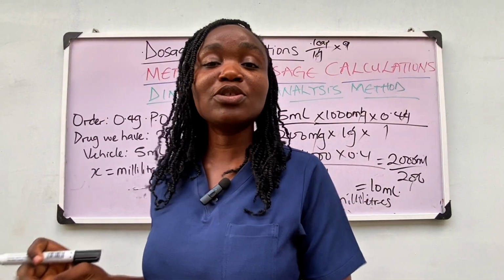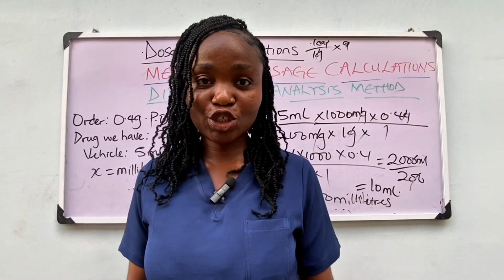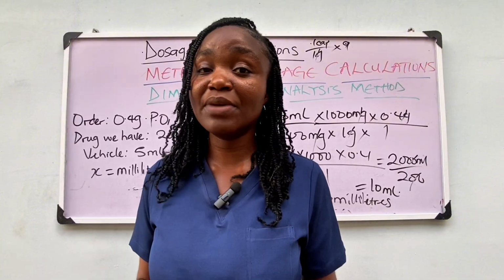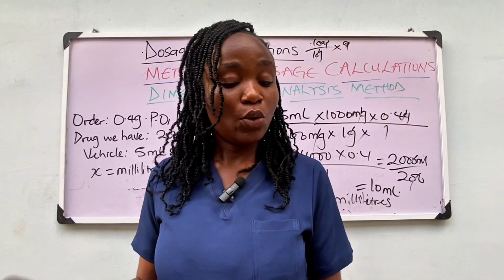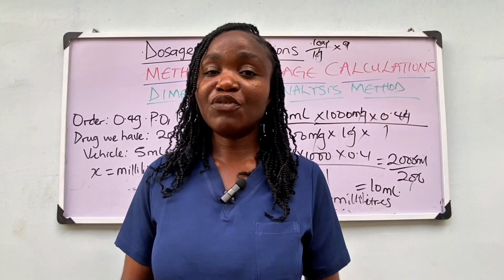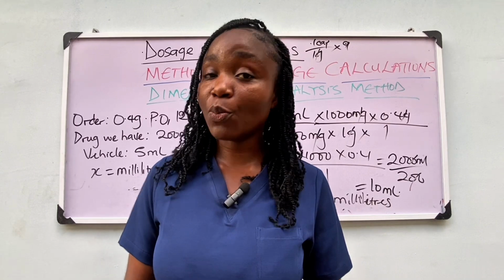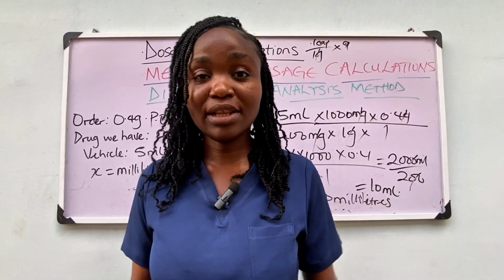All right, so we've come to the end of this session. Today we looked at the 4 basic methods of dosage calculations. We started with the basic formula method. We looked at the fractional equation method. We looked at the ratio and proportion, and finally the dimensional analysis.